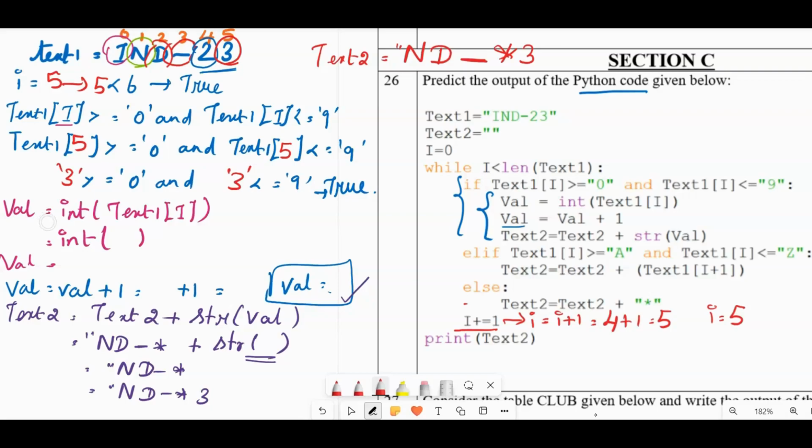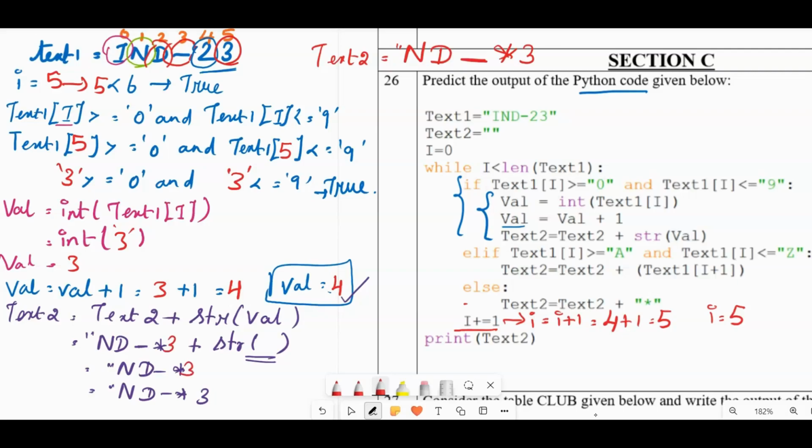After that, the first statement is int of text 1 of I. Text 1 of I is 3. Okay, so this string is getting converted into an integer here. The next statement is val plus 1, which is 3 plus 1, which is 4. Now val becomes 4.